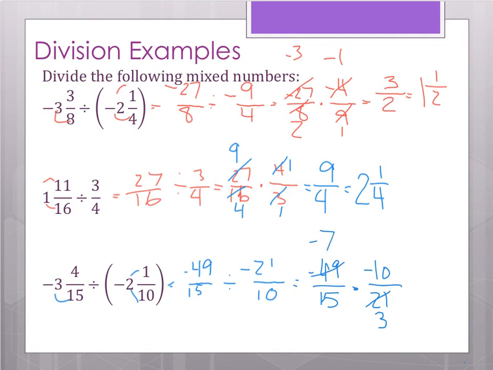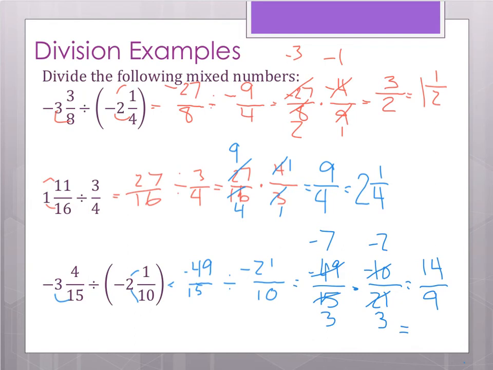And 15 and negative 10 are both divisible by 5. Divide this by 5 and get 3. Divide negative 10 by 5 and get negative 2. And now I can multiply. Negative 7 times negative 2 will give me a positive 14 over 3 times 3 is 9. Do my signs make sense? Yes, I had a negative divided by a negative in the beginning, so I should have a positive at the end. Last step is going to be to convert to a mixed number.